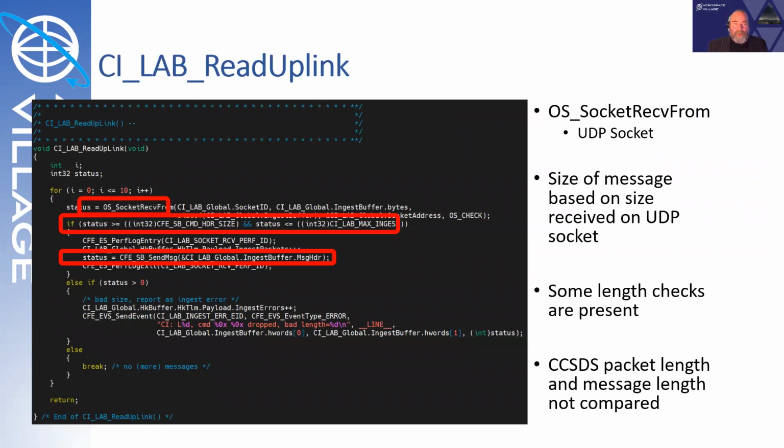We can look at the read uplink, and here we can see that we're going to receive data from a socket, and the amount of data received is actually going to be recorded in the status. That's the number of bytes received. In the case that we were just showing, that would be 8. We check to make sure the status is larger than the minimum number of bytes needed for the command header, and it is. And we check that it is less than the CI lab max ingest. It is. Note, that is not the declared length, that is the length as received. So then we call the send message function in the CFE.